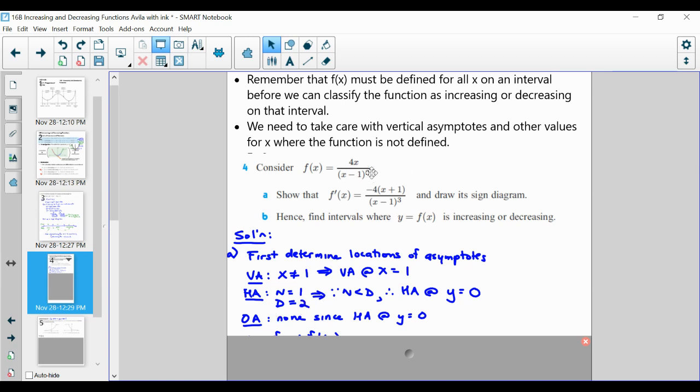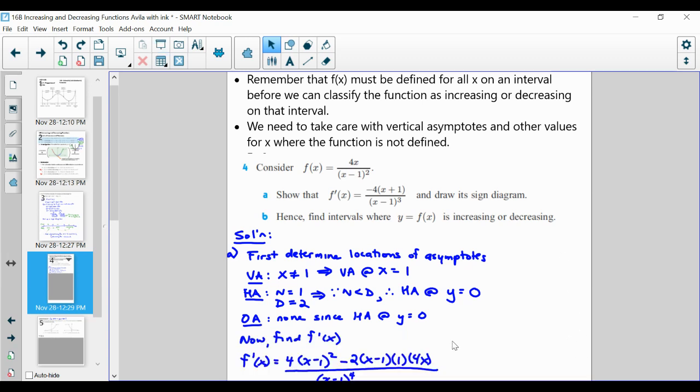Horizontal asymptote, well, I notice that the degree of the numerator is 1 and the degree of the denominator is 2, which means the denominator is going to increase way faster than the numerator, and therefore it's going to approach a horizontal asymptote at y equals 0. And last, if we have a horizontal asymptote, we don't have an oblique asymptote, but I do like you to state that just to make sure that you're aware of it.